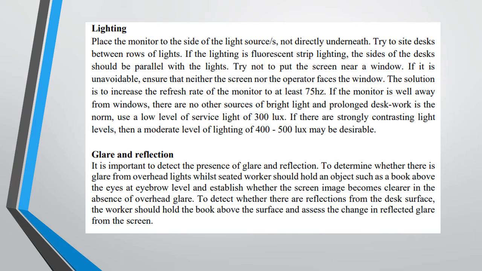To determine whether there is glare from overhead lights while seated, work should be held on objects such as a book above the eyes at eyebrow level, and establish whether the screen image becomes clearer in the absence of overhead glare. To detect whether there are reflections from the desk surface, the worker should hold the book above the surface and assess the change in reflected glare from the screen.